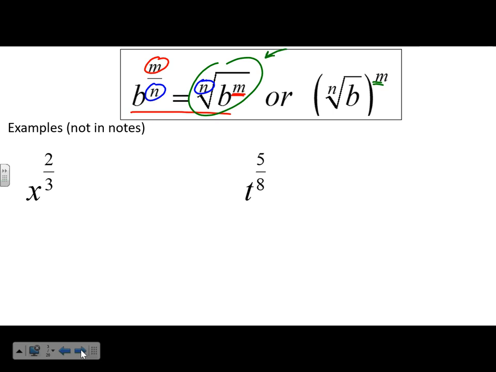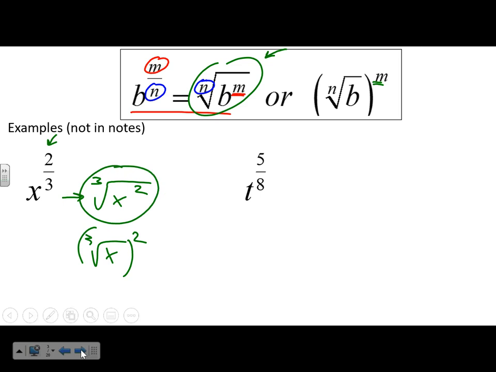So x raised to the 2/3, if we put that in radical form, so this is exponent form because we have it as an exponent. As a radical form, the denominator goes up front, and then we have x squared. Again, you could do it this way, but that's a little bit easier to write. Same thing with this one. We have the radical 8 t to the 5th.